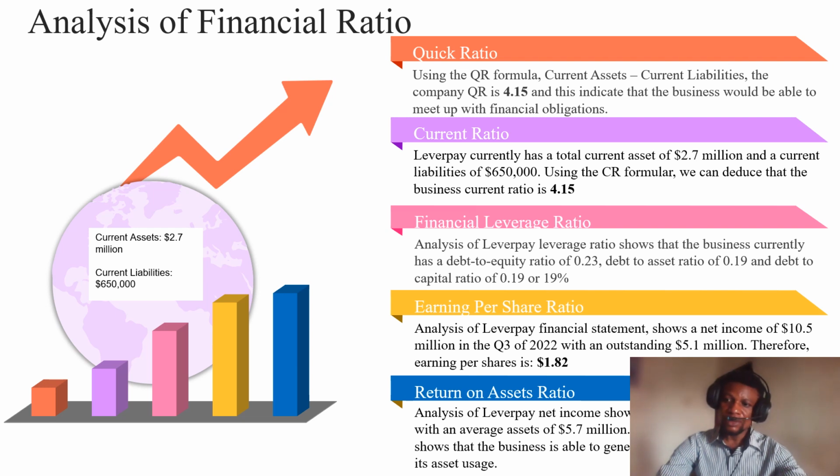Another important ratio that we are also looking at is the current ratio. Looking at the current ratio, following the same pattern, which is to divide the current assets by the current liabilities, we also have 4.15 using the formula, which is current assets over current liabilities.